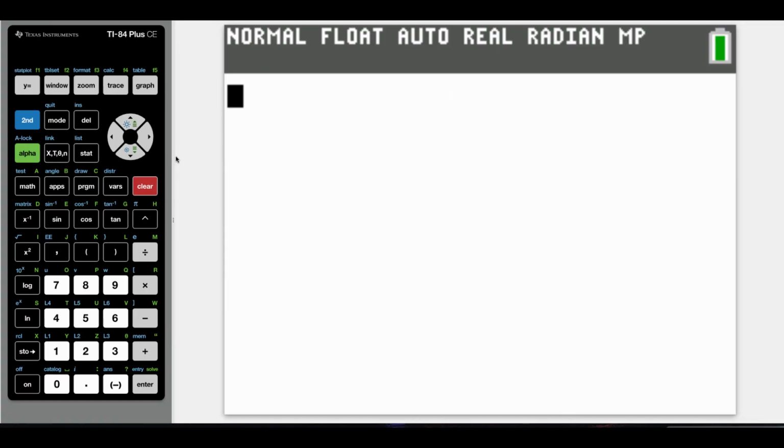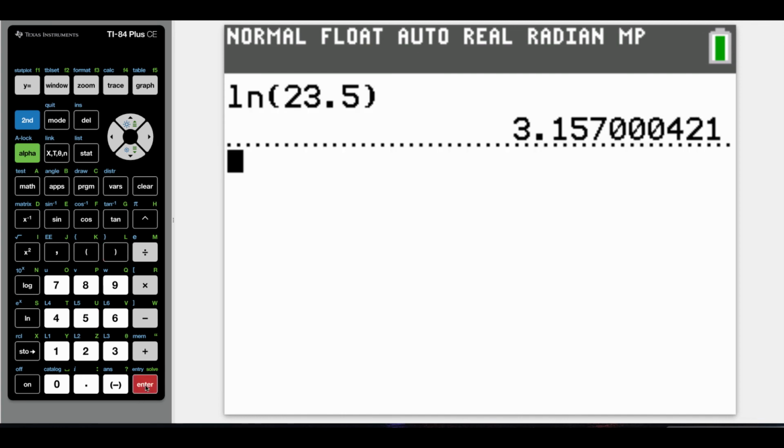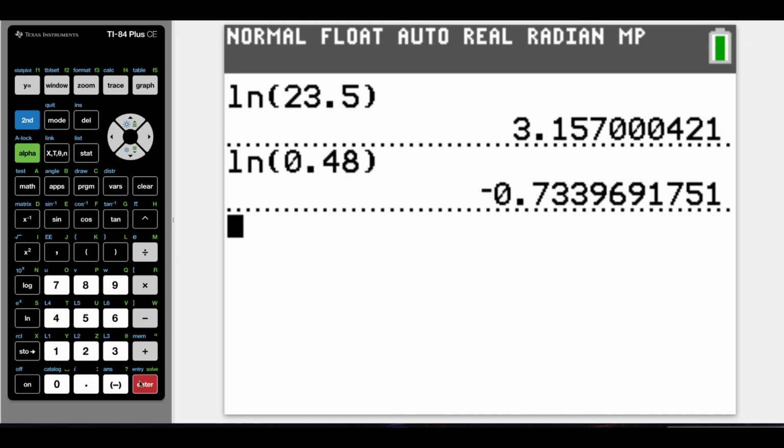In my calculator, if I want to do a natural log, I need to find the ln button on the left-hand side. The first one we're going to do is 23.5. I'll close up my parentheses and hit enter, and we should get 3.157 if we round that off. Now the next one we're going to look at is the natural log of 0.48, and I'll close up my parentheses and hit enter. When I do that, I get -0.734 if I round that one off.